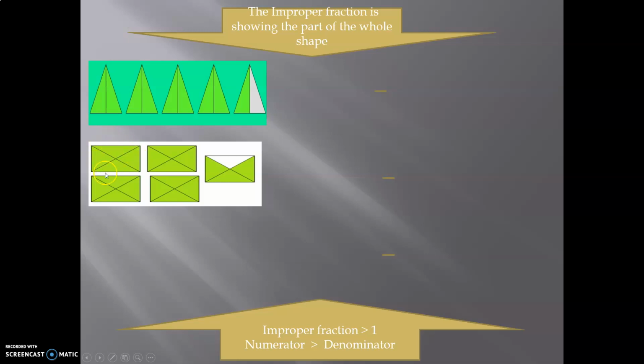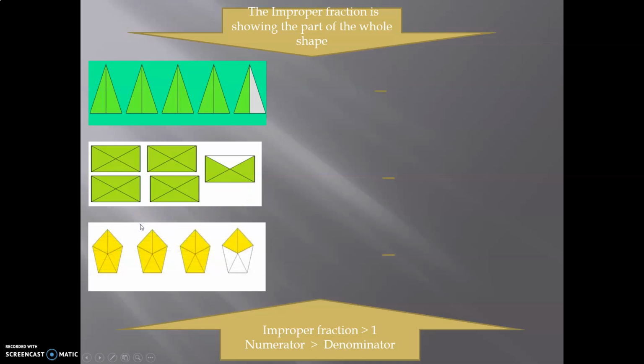The next, how many parts do you have in one shape? In this one shape, I have 4. So if you want to write a fraction, what will be your denominator? Down 4.